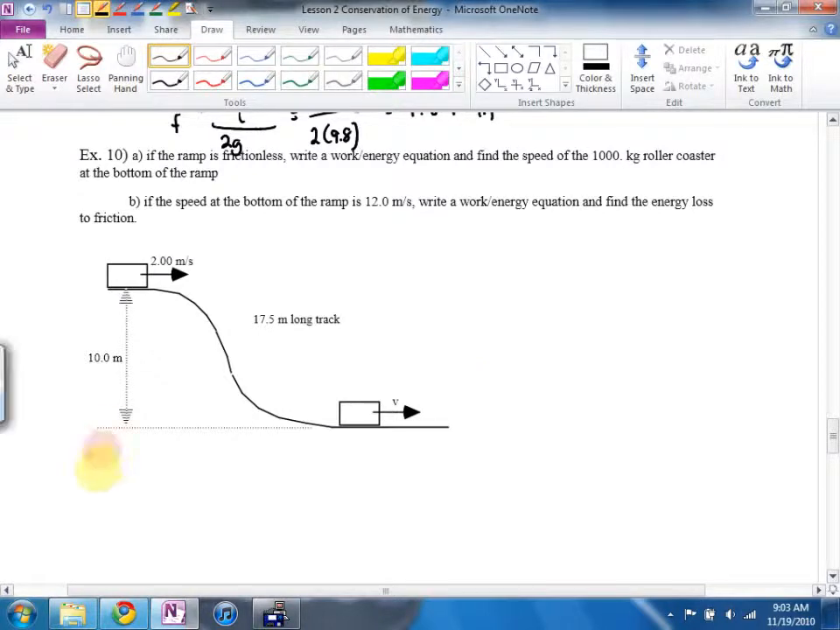I like this question. I like, you know what? It's an amusement park ride. I love this question. I really love this question.